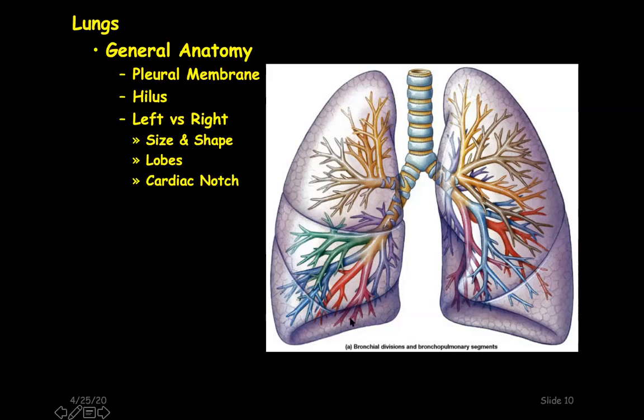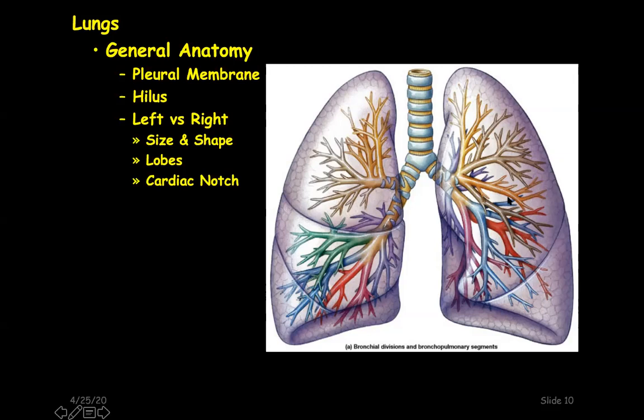Each lung is shaped sort of like a blunt cone, with the apex up here, just above the clavicle and first rib, and the base resting on the diaphragm. The right lung is larger, and it has 3 lobes. It has a superior lobe, a middle lobe, and an inferior lobe, separated by the horizontal and the oblique fissures.